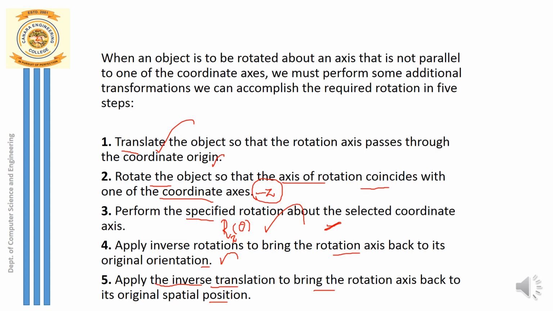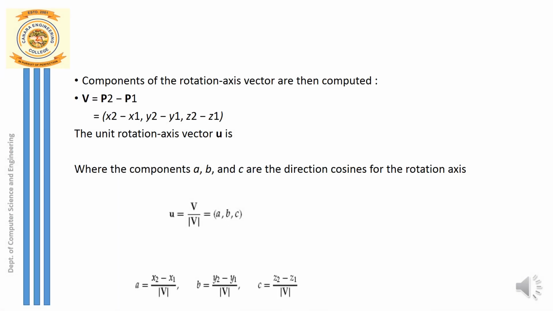Let's take an example here to analyze it a little bit more. So let us write the corresponding matrices, the composite transformation matrices, to perform these 5 steps. You can now see here how the rotation vector is computed.